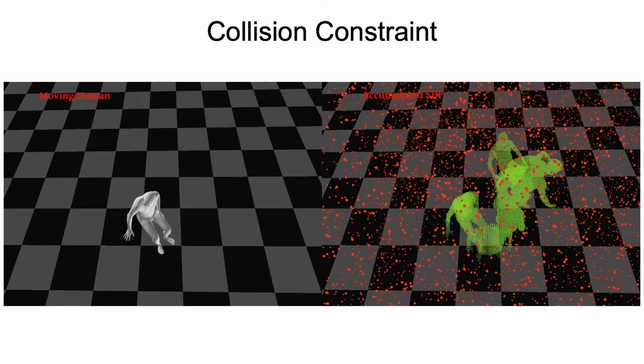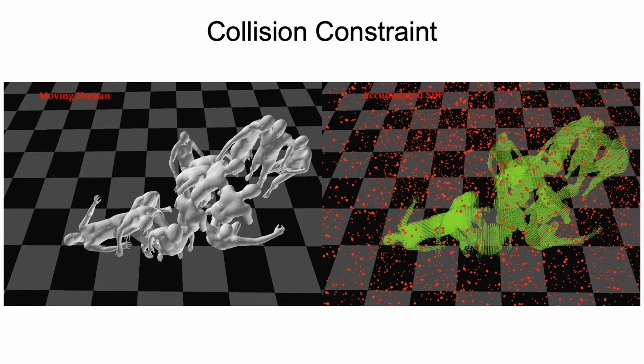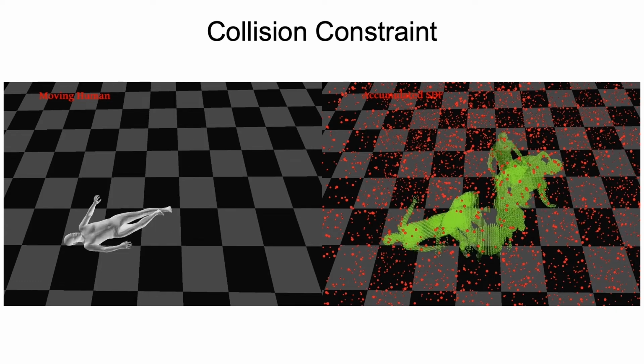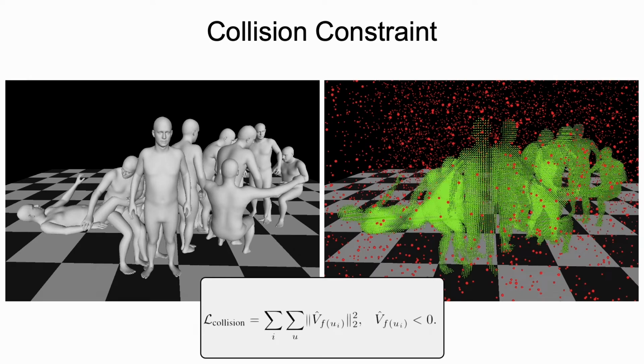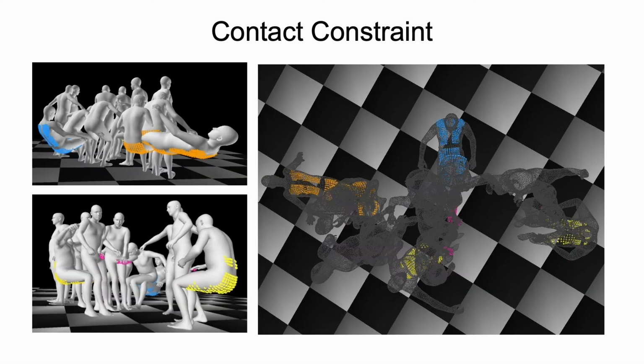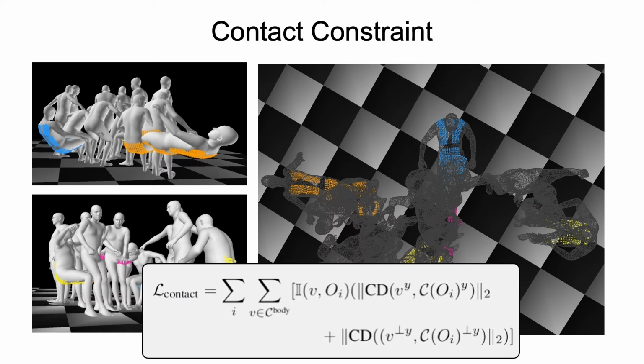Second, collision constraint. Humans move through free space and do not interpenetrate objects. We use the signed distance field of all reconstructed bodies to penalize all interpenetrating vertices of objects and bodies. Third, contact constraint. When humans and objects are in contact, the contact surfaces occupy the same place in space. We directly assign the contacted body vertices of each body to different objects. We minimize the distance between the contacted bodies and the contacted object parts.